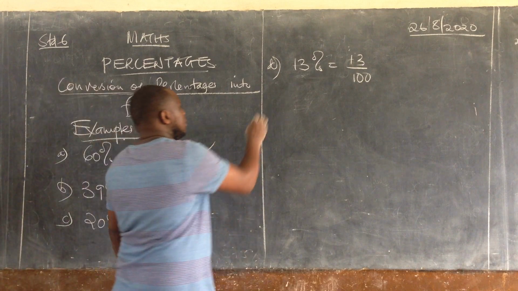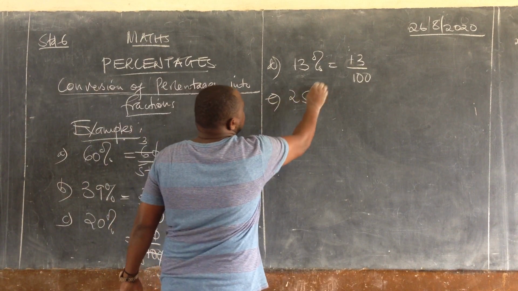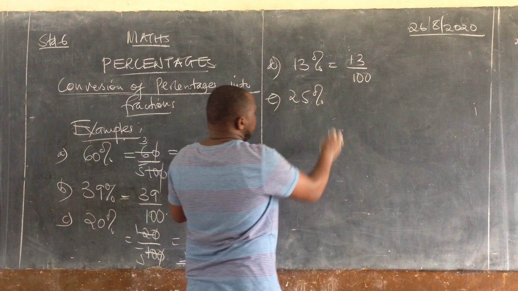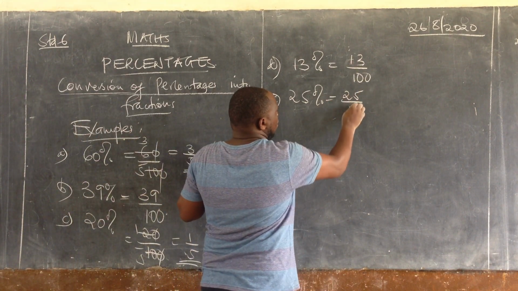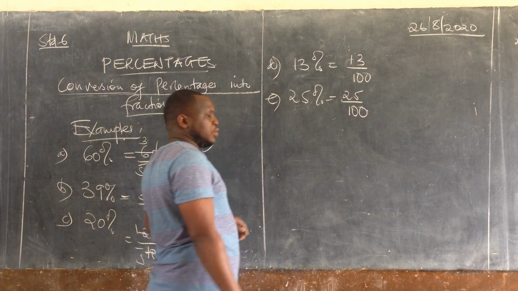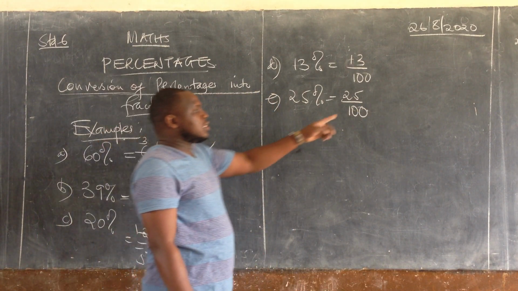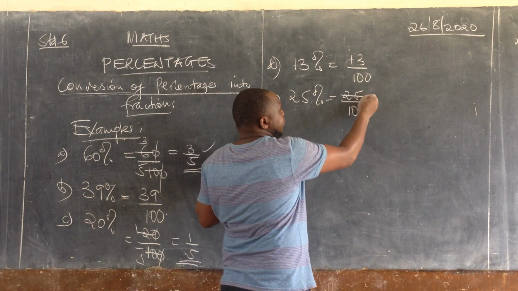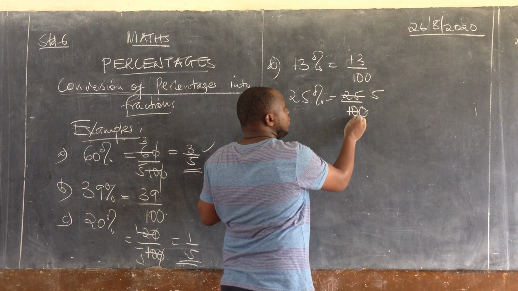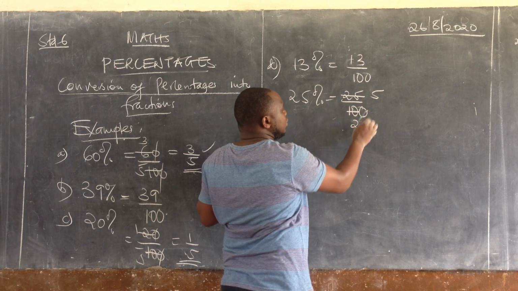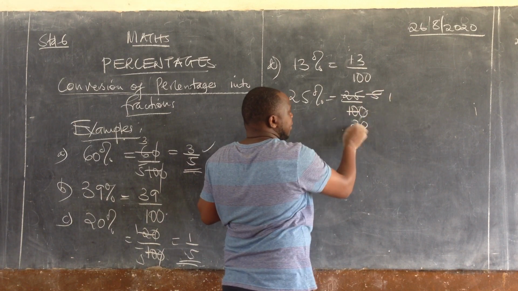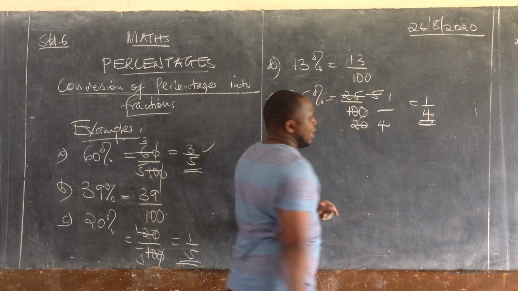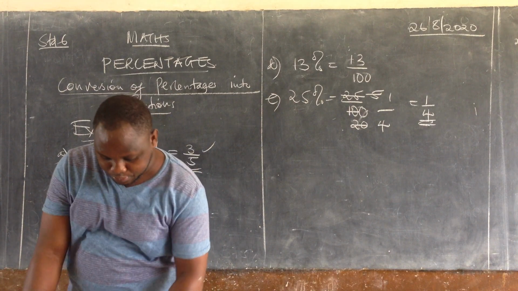You can also be given a question like 25%. Convert 25% into a fraction. So this is going to be 25 out of 100. From there, you check whether we have a common divisor. Yes, this is 5 and this is 0, meaning that you can divide this by 5. By 5, you get 5. 5 gets into 10 two times, then you add this 0 there. By 5, 1. By 5, 4. And so your answer is going to be 1 out of 4.